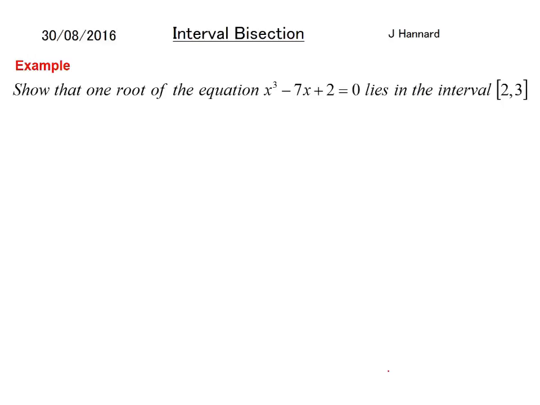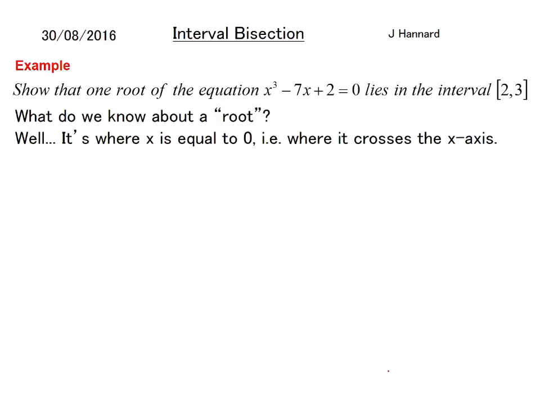Show that one root of the equation x cubed minus 7x plus 2 equals 0 lies in the interval of 2 and 3. So what do we know about a root? It's not Joe Root, by the way, so we're not talking about that. We're not talking about plant roots either. But it's where y is equal to 0, or where it crosses the x-axis, and that is what we define as a root of an equation.